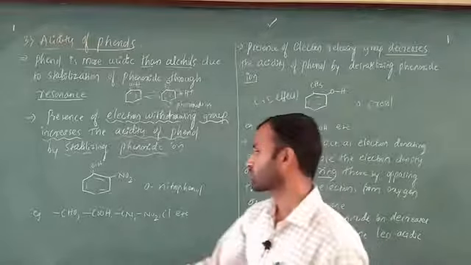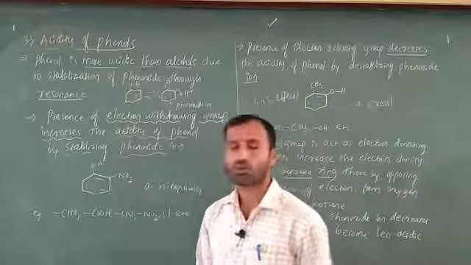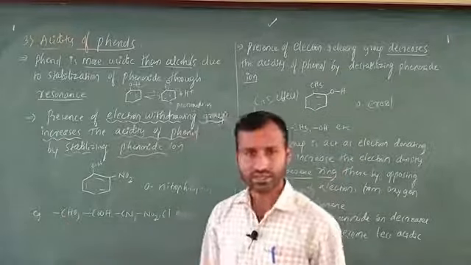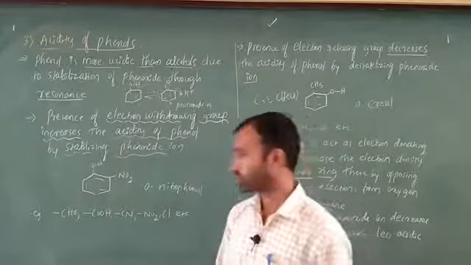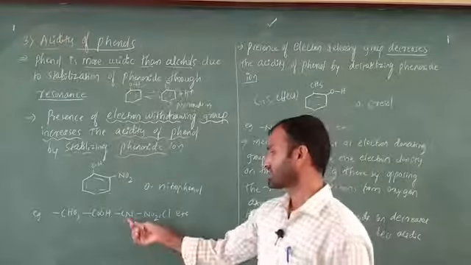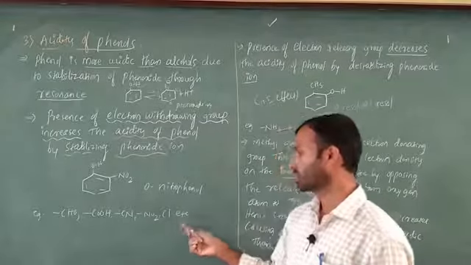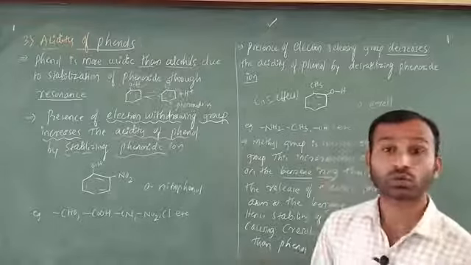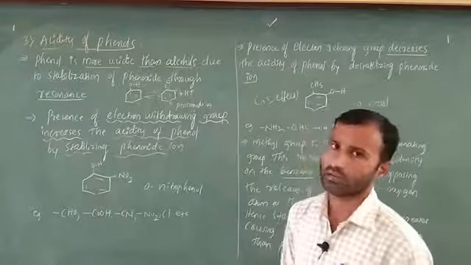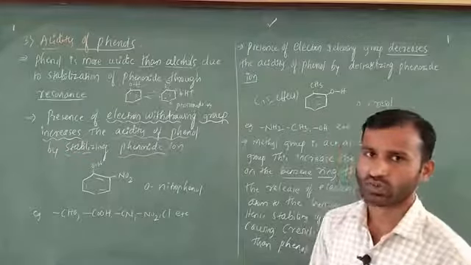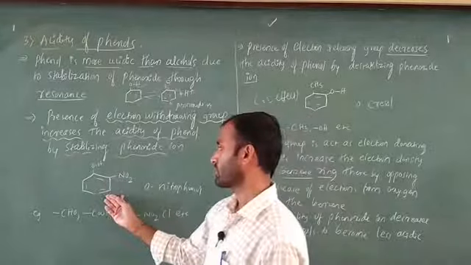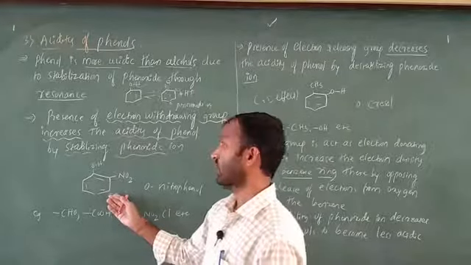Next question, I wrote here some examples of electron withdrawing groups. If CHO, an aldehyde, is there, that also acts as an electron withdrawing group. If COOH is there, that also acts as an electron withdrawing group. After that, cyanide, NO2, chlorine, bromine, etc. indicate electron withdrawing groups. When these groups are present on the phenol, automatically the acidity of phenol increases.